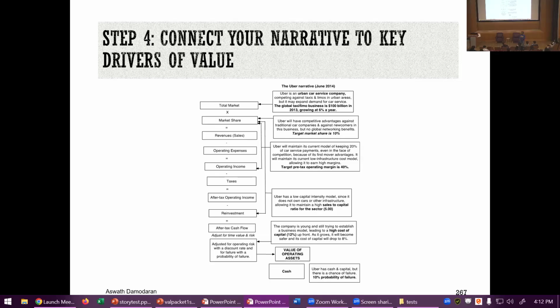How did I describe Uber? Urban car service company, right? So the first step was actually coming up with a size for that market. How big? Where would I get this information? I'll tell you, in 2014, nowhere.